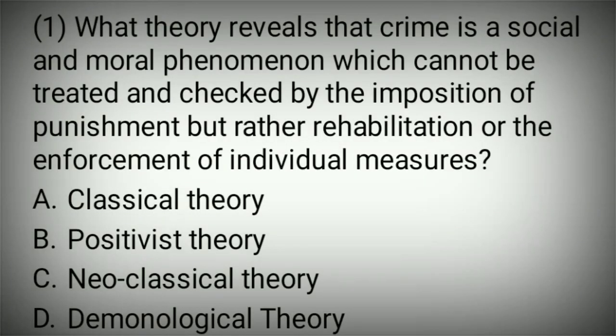What theory reveals that crime is a social and moral phenomenon which cannot be treated in check by the imposition of punishment but rather rehabilitation or the enforcement of individual measures? Letter A, classical theory. Letter B, positivist theory. Letter C, neoclassical theory. Or letter D, Demonological Theory.